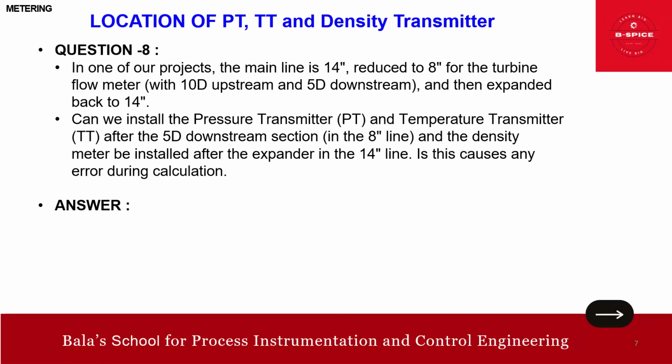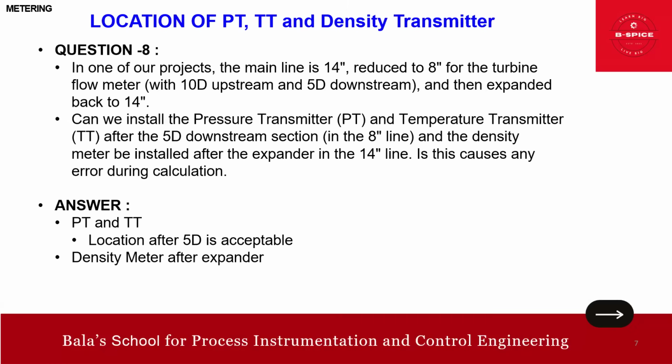Okay, so the answer, in fact, this is a very good question. For PT and TT, the location after 5D downstream in the 8-inch line is okay. We can accept it. So yes, no issues. But what we have to do is ensure there are no flow disturbances, in the sense that elbows and valves should not be there immediately downstream. And of course, good thermal contact and proper pressure tapping should be there. We need to take note.